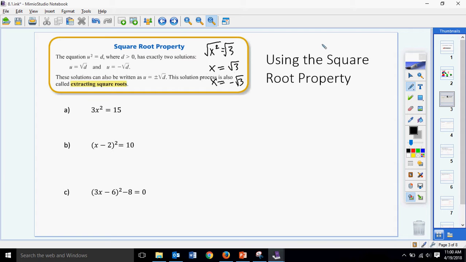That's the square root property. So typically we just write it one way. We say x equals plus or minus, right? The positive or the minus version of the square root of 3.